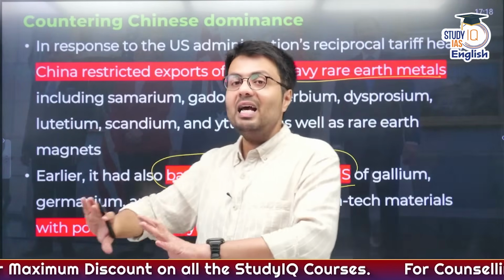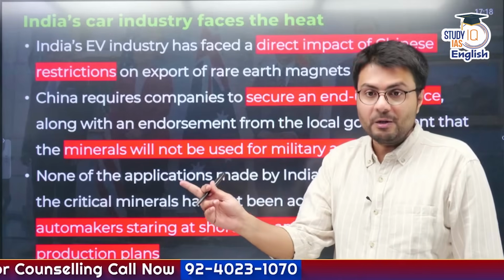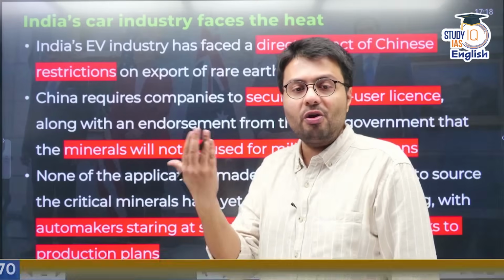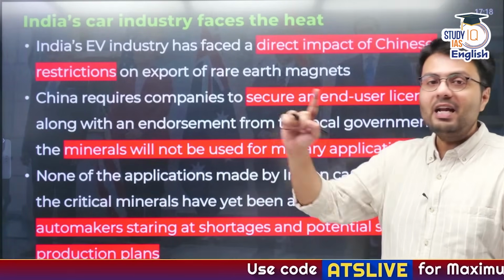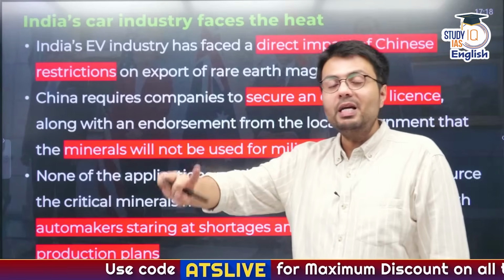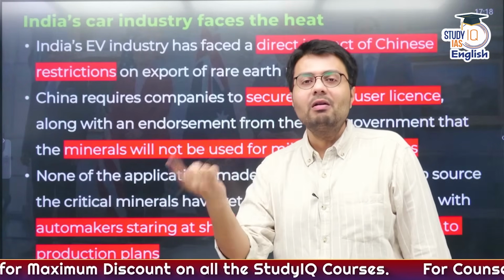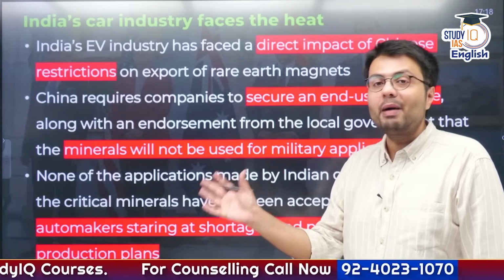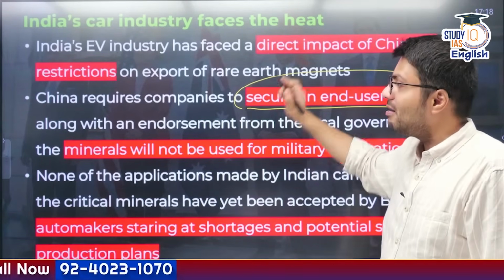So that is why India was also affected by this disruption of the supply chain. Particularly, the disruption was felt in India's EV manufacturing industries, right? Because I told you, you require rare earth magnets to manufacture those electric motors that power your EVs. But China imposed certain restrictions on many companies, including Indian companies. China said that if you have to import rare earth magnets from us, you'll need to assure us that you are not going to use those rare earth magnets in military applications. That is why the companies required an end user license.